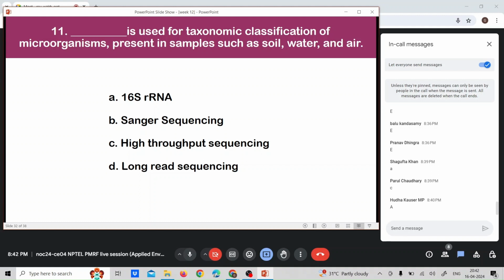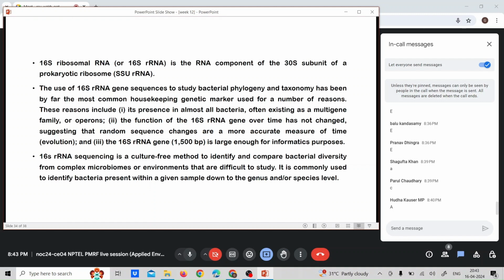Okay, we have A and C in the answer, but here it's A. All others are techniques, but in the samples, what you have is you're going to collect some particular targeted thing and then do the analysis of it and check.